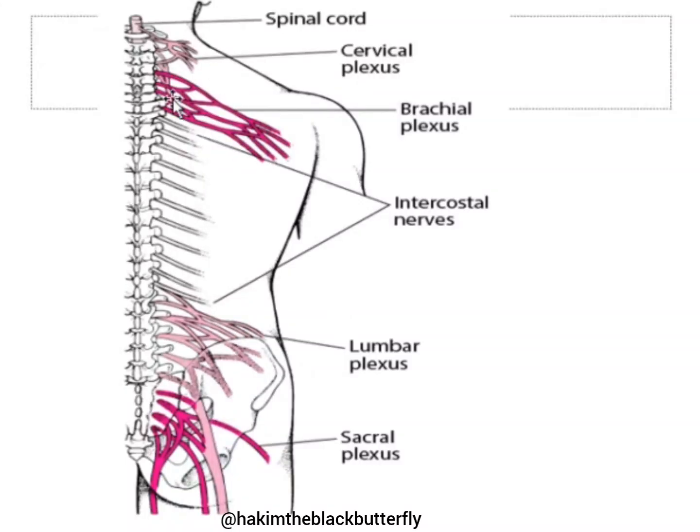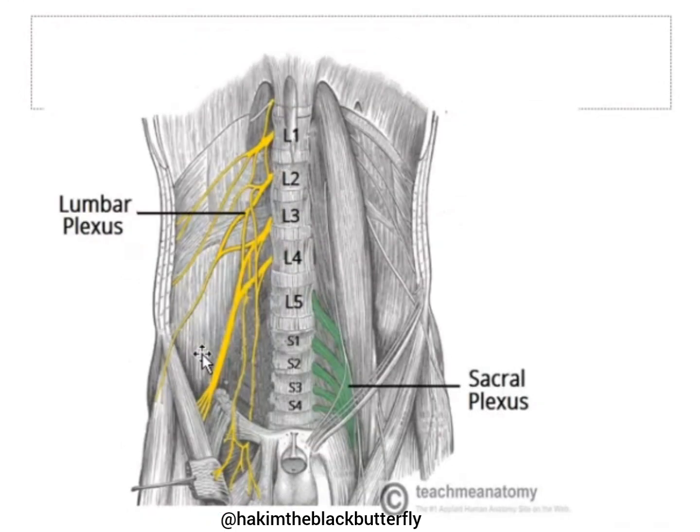We saw the brachial plexus supplying the muscles of the upper limb. The muscles of the lower limb are supplied by both what we call the lumbar plexus and the sacral plexus. And there is a connection which is known as the lumbosacral plexus.